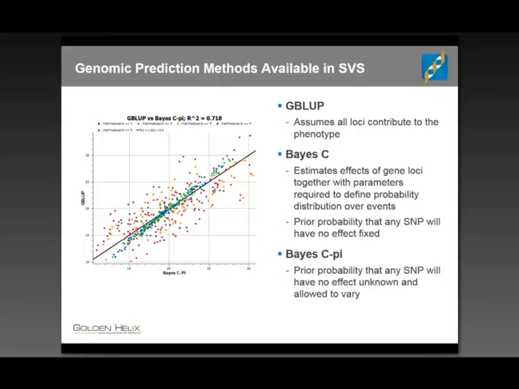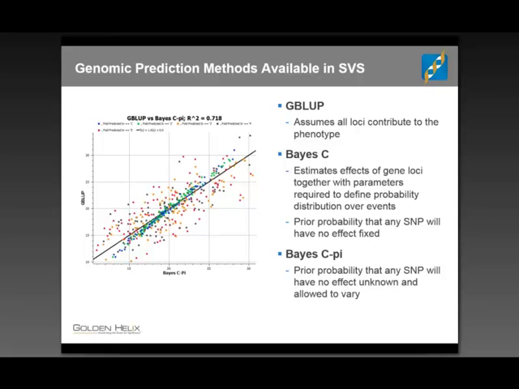Now, there is known shrinkage in the prediction phenotypes, but it is a uniform shrinkage as long as your phenotype is fairly normally distributed. And SVS will take a non-normal distributed phenotype and normalize it to make it more easily predicted.